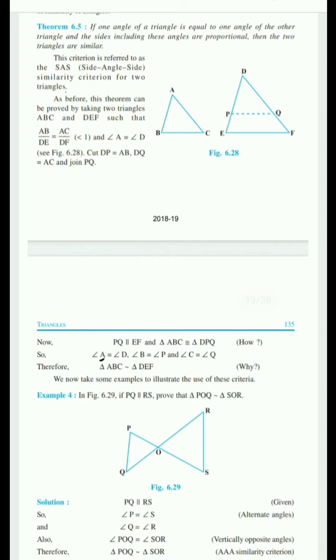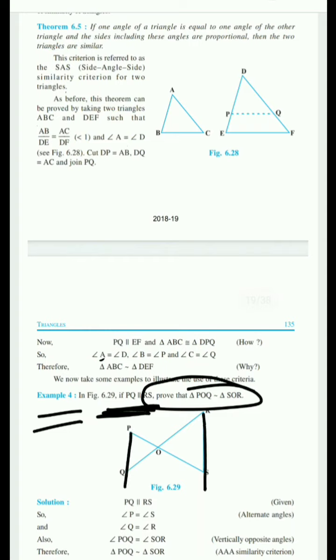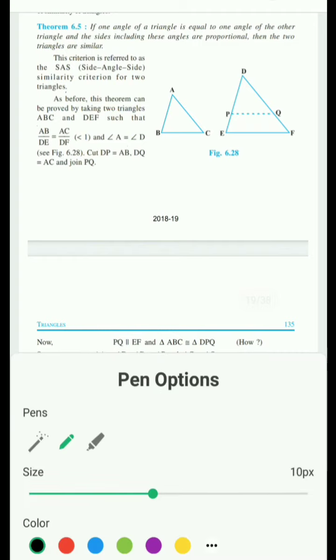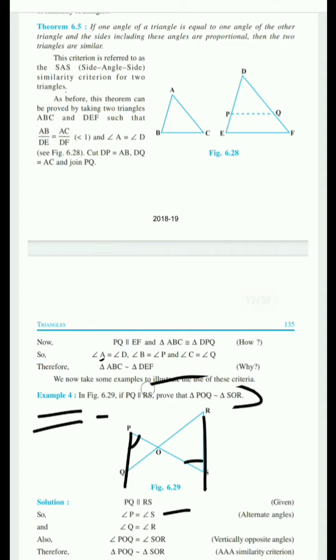So here you can see one example, example number 4. We have to prove PQ is parallel to RS. Okay, so if it is given PQ is parallel to RS, then we have to prove that triangle POQ is similar to triangle SOR. How will we prove it? So here two lines are parallel to each other, meaning the alternate angles will be the same. Meaning angle P is equal to angle S. And again, as I told you, if two lines are parallel, then which other angle will be the same? Angle Q will be equal to angle R. And this angle is the vertically opposite angle O.